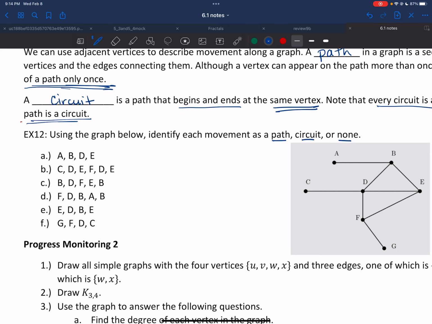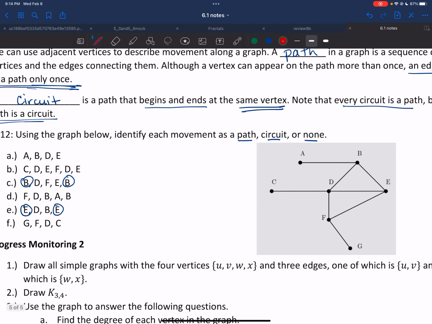So I'm going to cheat a little bit here, and I'm going to look at the ones that have the same start and finish. So if I look at C and I look at E, those both have a start and an end on the same vertex. So I'm guessing that those may possibly be circuits. So let's go ahead and draw them out.